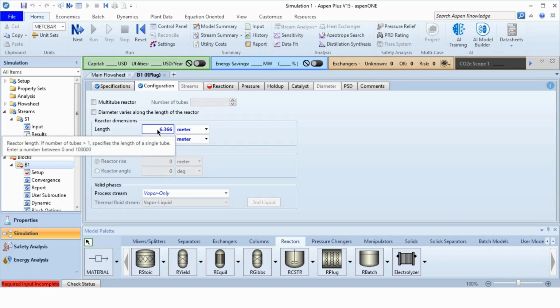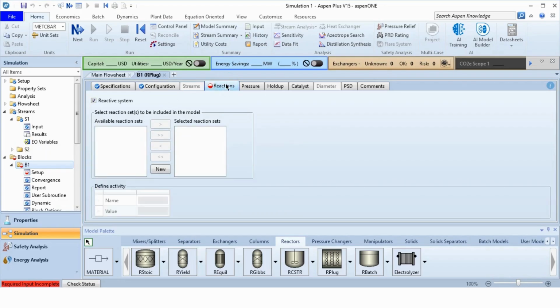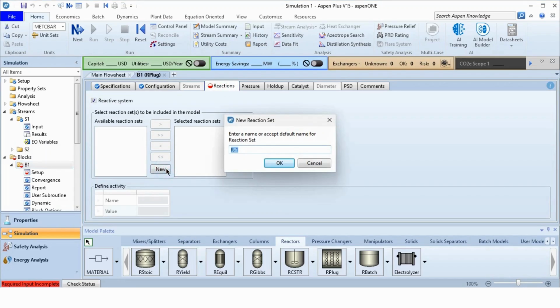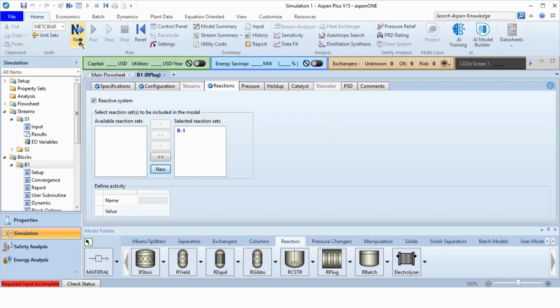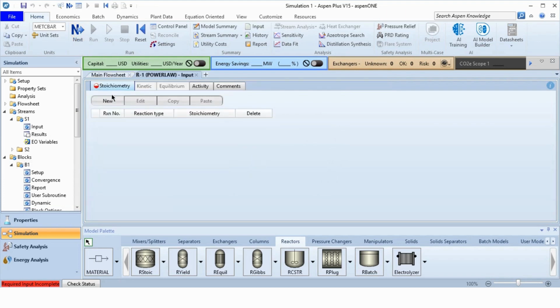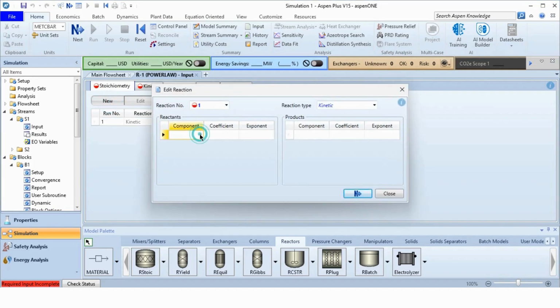6.366 meters. Then we will click on reactions, click on new, add the reaction set as power law, and click OK. Now we will specify the kinetics, but for this we first have to specify the stoichiometry. So click on new, and the reactant is acetone, while for products it will be ketene and methane.